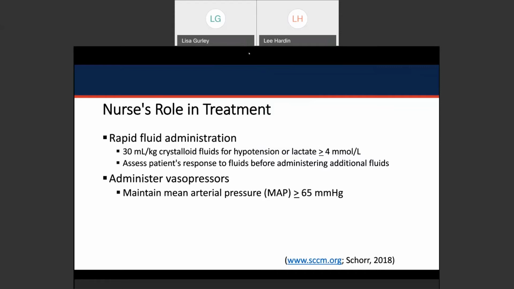If the patient continues to be hypotensive during or after fluid resuscitation, then vasopressors can be added to maintain a mean arterial pressure greater than or equal to 65 millimeters of mercury. This level of mean arterial pressure is needed to perfuse the vital organs.